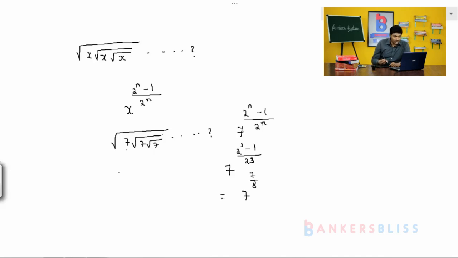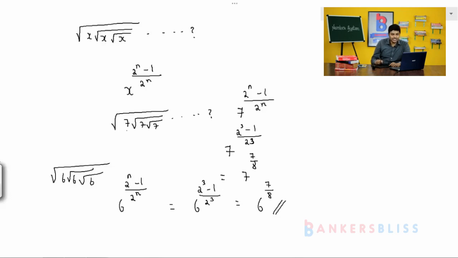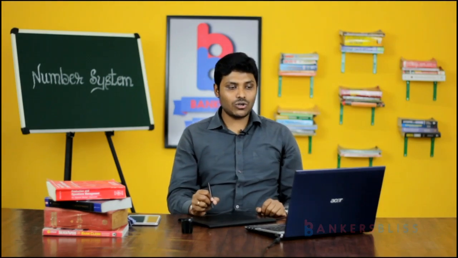Okay, next let me take one more example. Root of 6 into root of 6 into root of 6. Then your answer is 6 to the power of (2 power n minus 1) by 2 power n, which is equal to 6 power (2 power 3 minus 1) by 2 power 3, which is equal to 6 power 7 by 8. So this is the final answer. This is the methodology you have to adopt to calculate the answer. So for this question the option is 3. Very simple to calculate. Let's move on to the next problem.